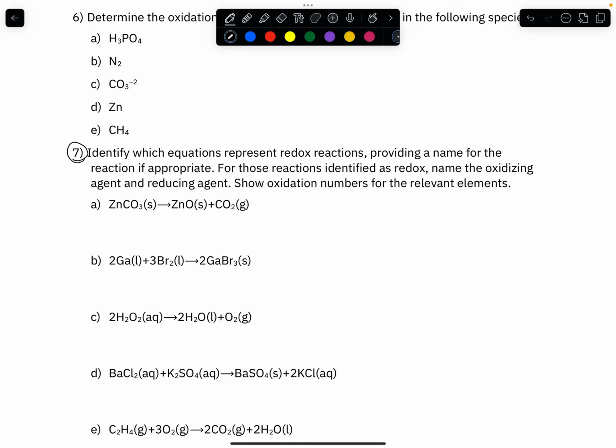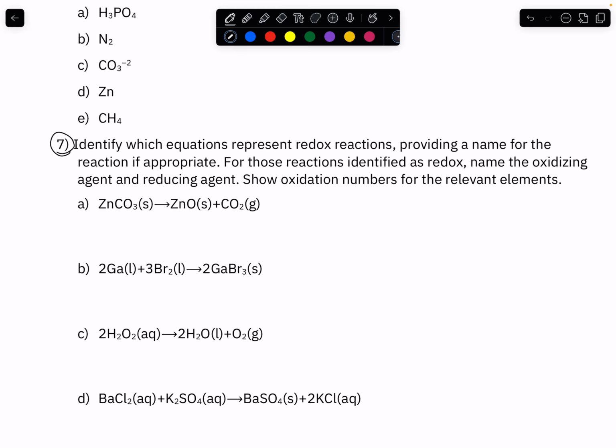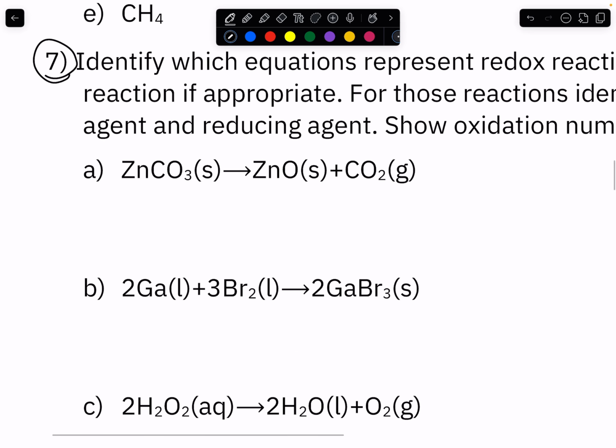Number 7, identify which equations represent redox reactions, providing a name for the reaction if appropriate. For those reactions identified as redox, name the oxidizing agent and reducing agent. Show oxidation numbers for the relevant elements. I'm going to be showing oxidation numbers throughout the whole thing just because it's easier for me to see and it's one of the best things to go over.